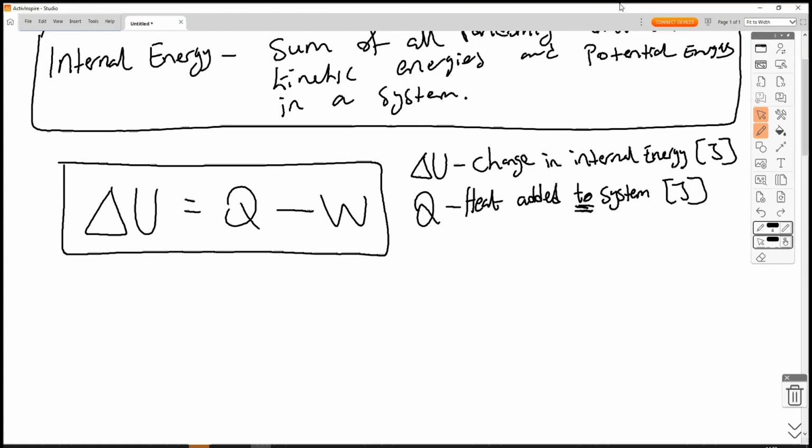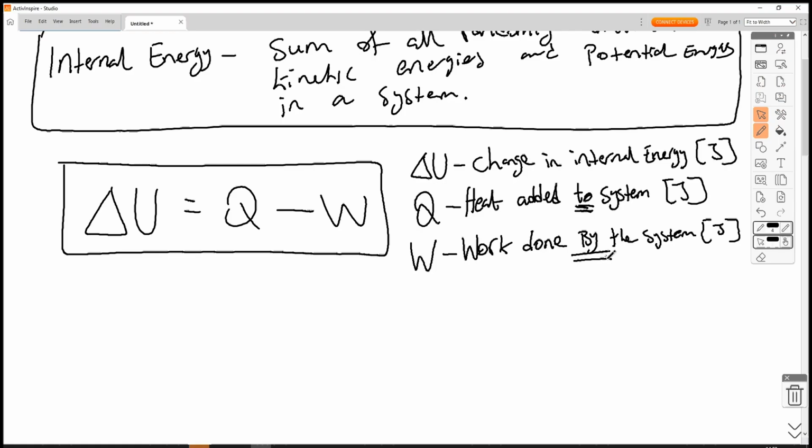And then W is the work that's done by the system. So a system can sometimes do work, and if it does work, it means it's using the energy that it had and giving it to something else. So W is the work done by the system. And I'll double underline that word by.